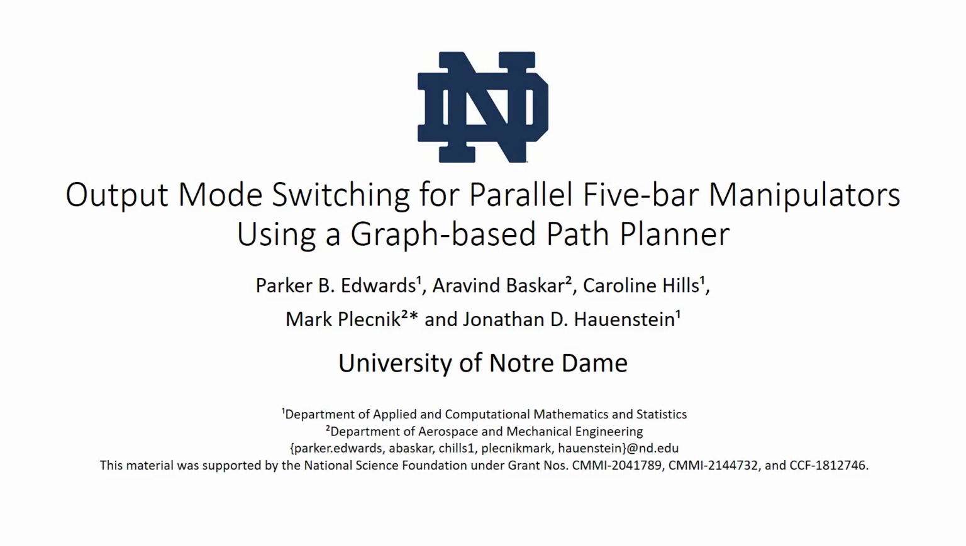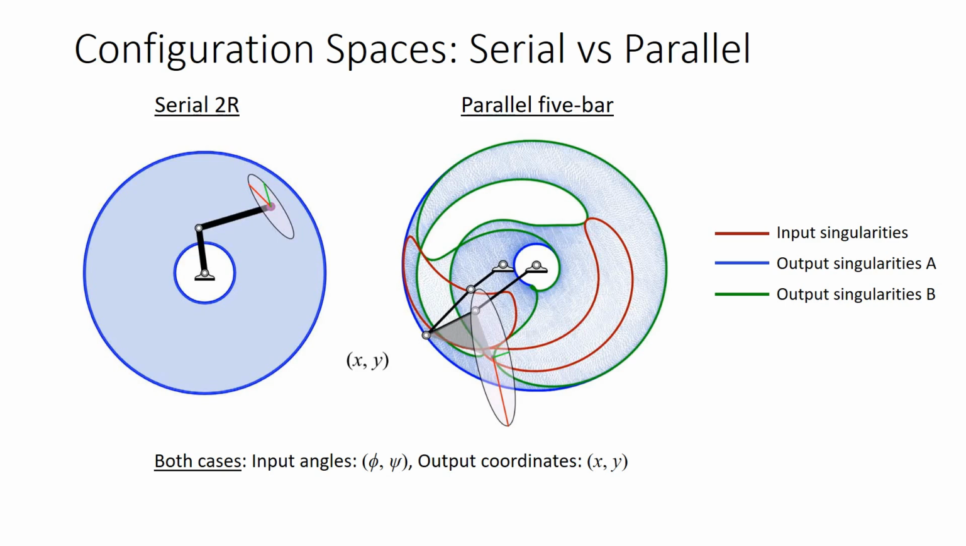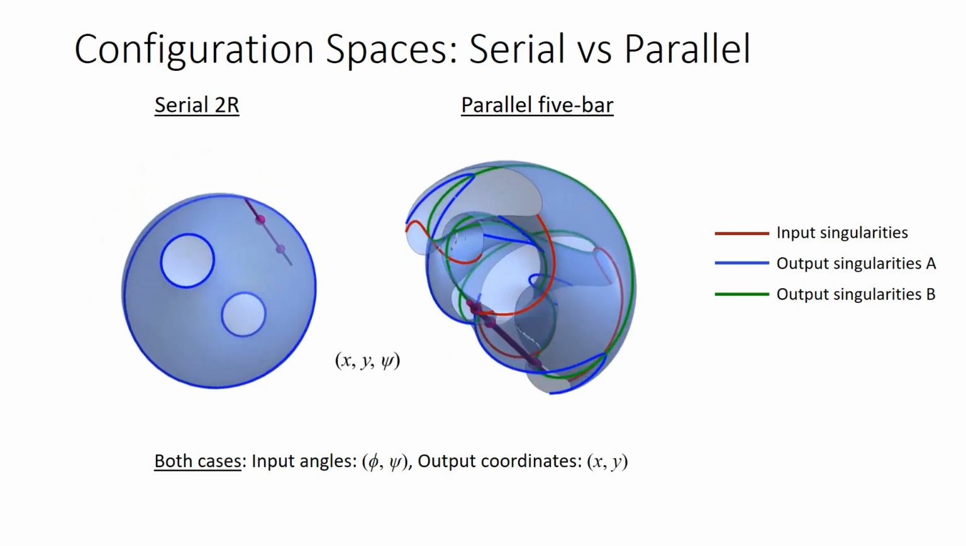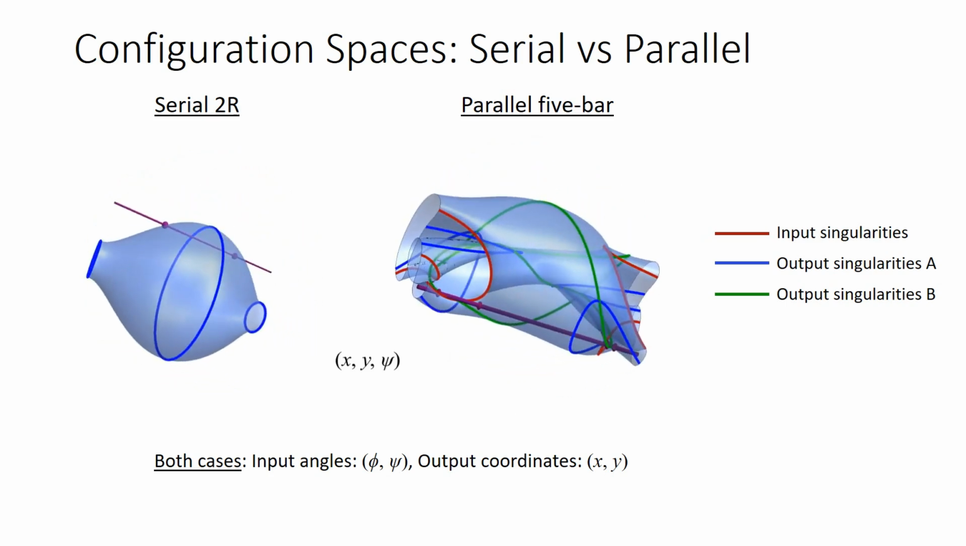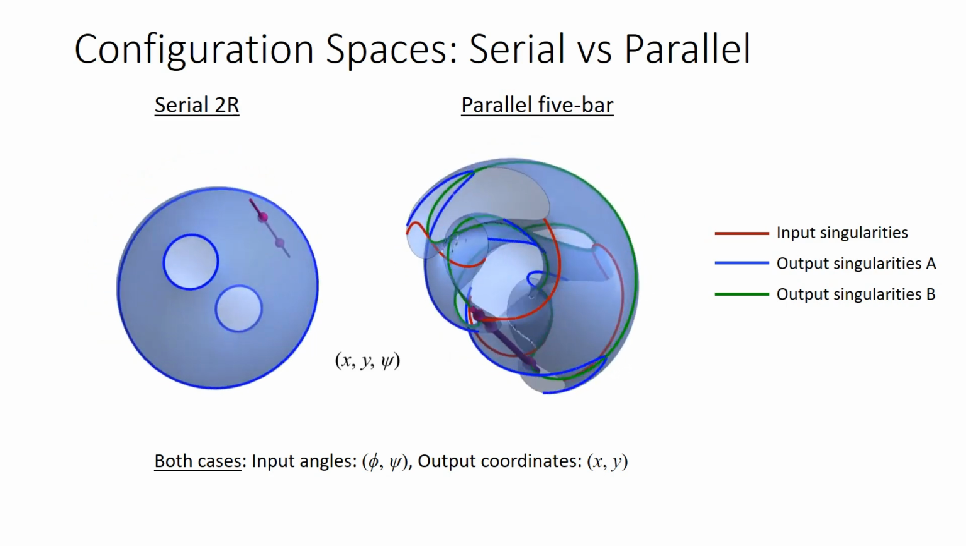Output mode switching for parallel 5-bar manipulators using a graph-based path planner. The configuration spaces of parallel manipulators are more nonlinear than serial manipulators. Here we visualize the configuration spaces for a serial 2R on the left and a parallel 5-bar on the right.